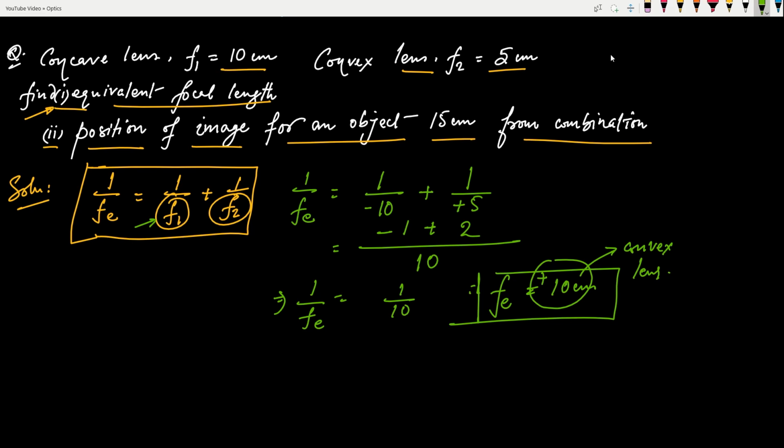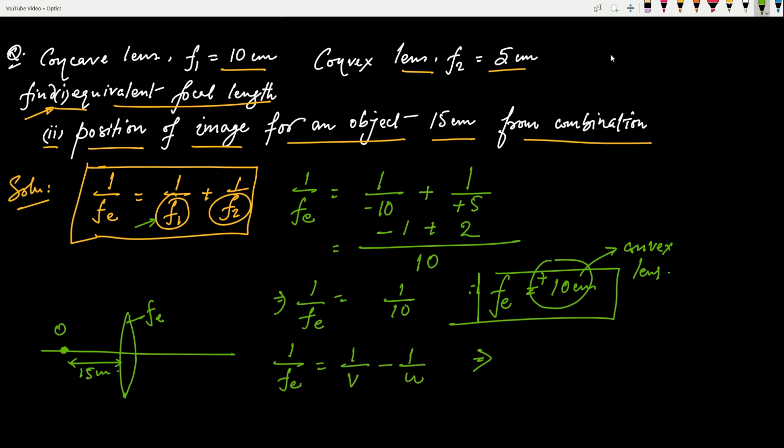And question number 2 is, what will be the position of the image for an object? Suppose this is our combined focal length fe, and our object is kept 15 cm in front of the lens. So where will the image be formed? That is, you need to find the value of v. We know that in order to find the location of the image, we always use the lens formula whenever there is no refractive index mentioned. So we can write 1 by fe is equal to 1 by v minus 1 by u. Now the combined focal length is given to be plus 10 cm.